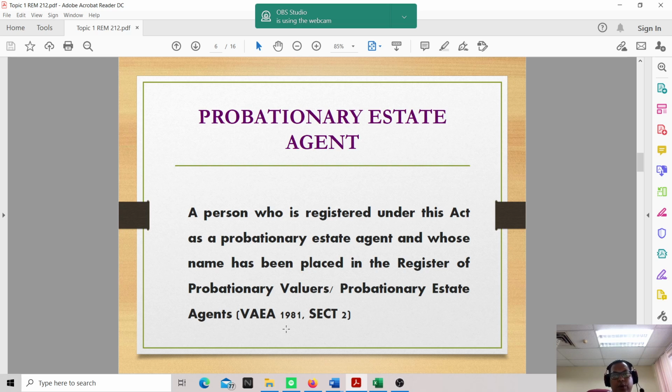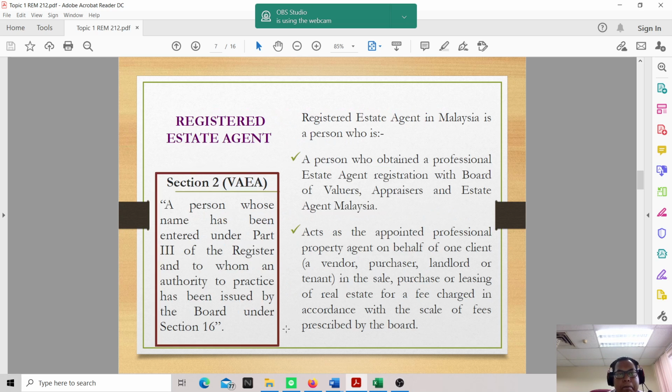So if you graduate with a diploma in estate management and you directly work in the estate agency field, I recommend you directly take the registration as a probationary estate agent. That's because you have to work for at least 2 years before you can go for the TPC, Test of Professional Competence, to be certified as a registered estate agent. After probationary estate agent, you can become a registered estate agent.